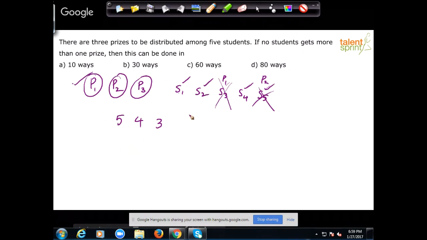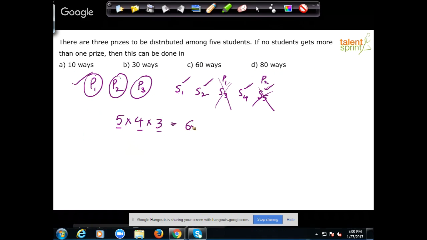3 ways. Now one action can be done in M ways, the other action can be done in N ways. Then both the actions together can be done in how many ways? M into N ways. Here there are 3 different actions. Each one of them can be done in a different number of ways. So if all 3 have to be done together, what do we use? Principle of multiplication. 5 into 4 into 3.